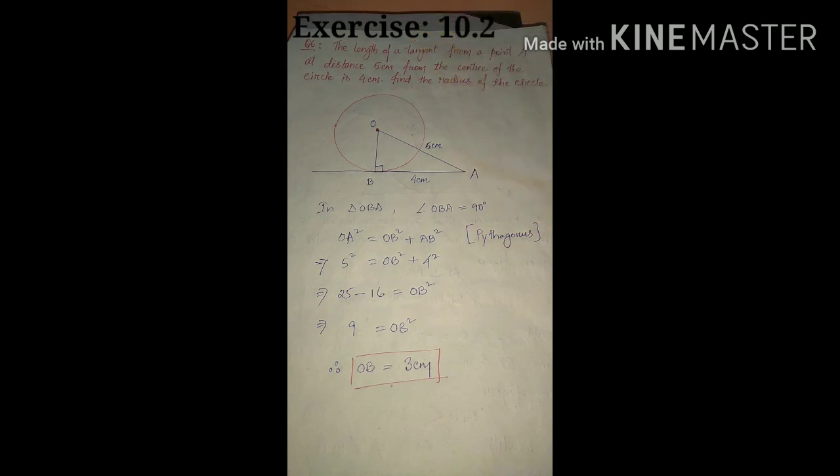One more property we know: if you join the center to the point of contact, this radius is always perpendicular to the tangent. So if you see here, OBA is a right angle triangle, so easily we can apply the Pythagoras theorem. If you apply the Pythagoras theorem, easily you can find the OB length. So from here we can calculate the length of OB as 3 centimeters. Is it clear?